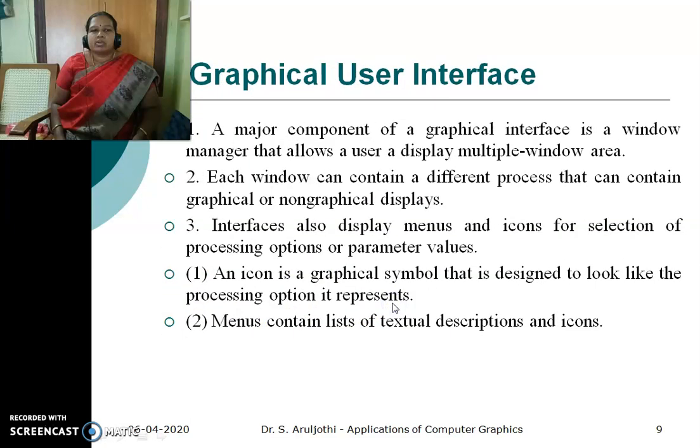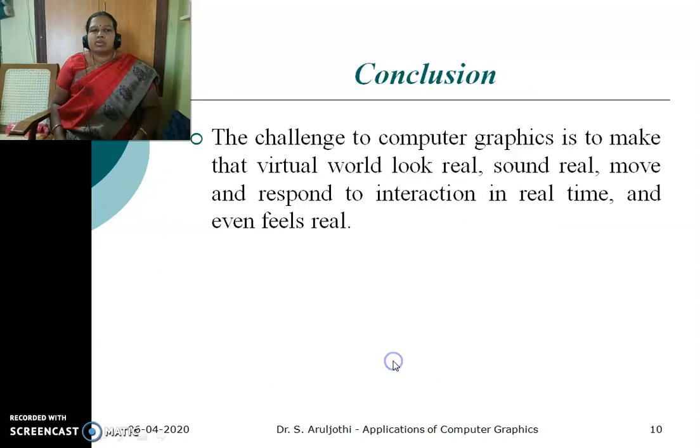Next one is graphical user interface. A major component of a graphical interface is a window manager that allows a user to display multiple window areas. Each window can now contain a different process that can contain graphical or non-graphical displays. An icon and menus are present in our GUI. That is, an icon is a graphical symbol that is designed to look like the processing option it represents, and menus contain lists of textual descriptions and icons.